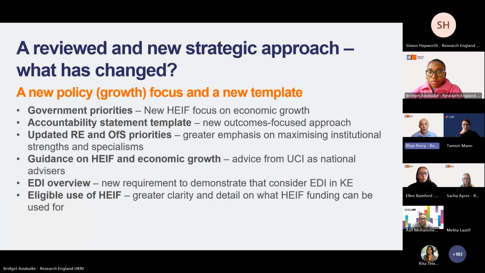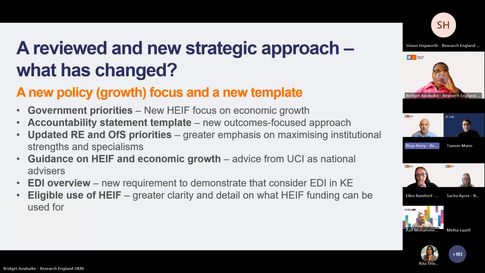Key changes to the policies and priorities that were published on the 29th of October include articulation of new government, Research England and OFS priorities. Significantly, this includes the focus of HEIF towards delivering economic growth, and as mentioned by Ellen, encouraging consideration of wider priorities set out in the Industrial Strategy and Skills White Paper to guide use of HEIF.